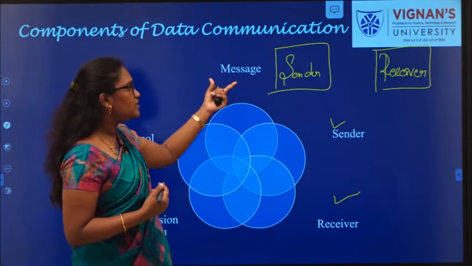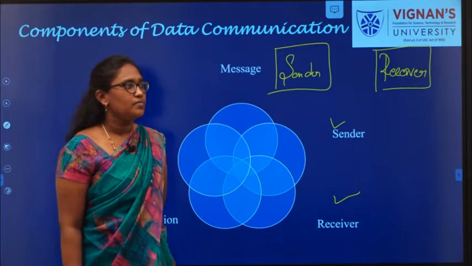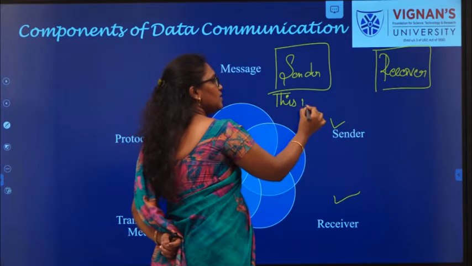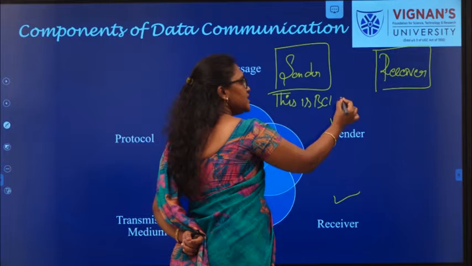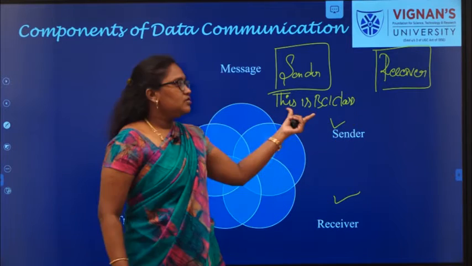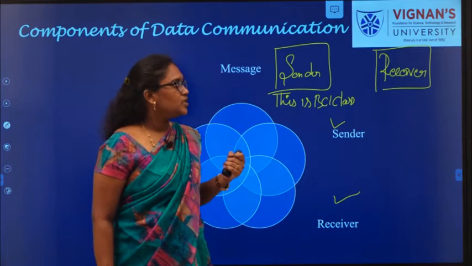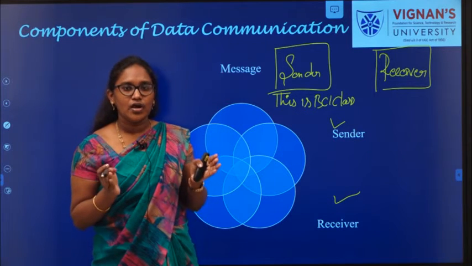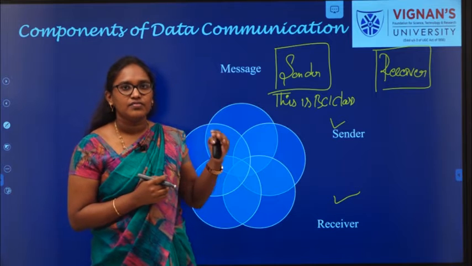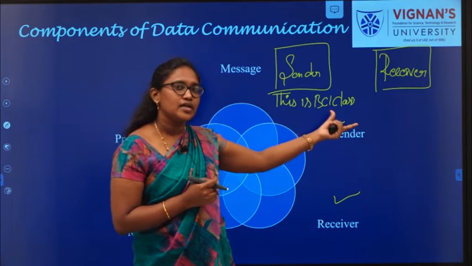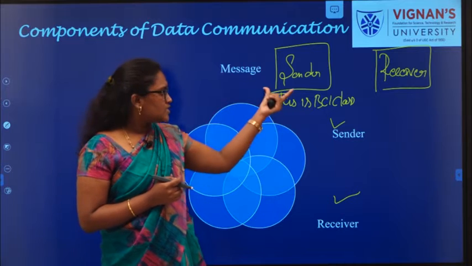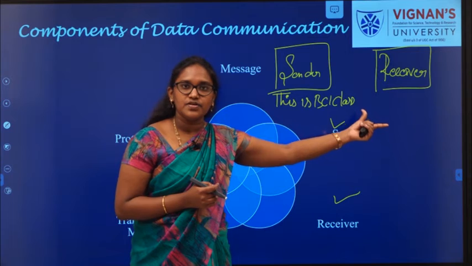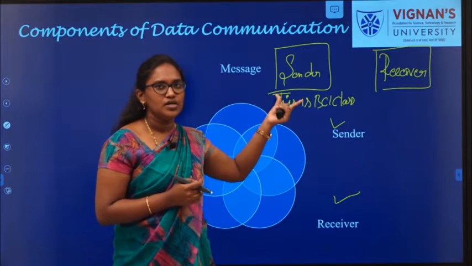Here we will talk about message. What is meant by message? For example, the sender wants to send a message, say "BCI class". This message needs to be transferred to the receiver, so we call it a message. When we are talking about the network, until and unless we have a message, we cannot transfer any kind of data. So the sender should always have content to forward to the receiver. Similarly, the receiver should always have content to forward to the sender.